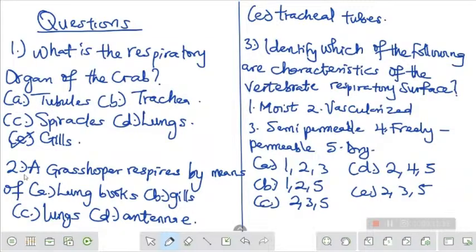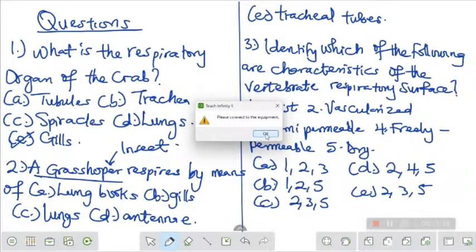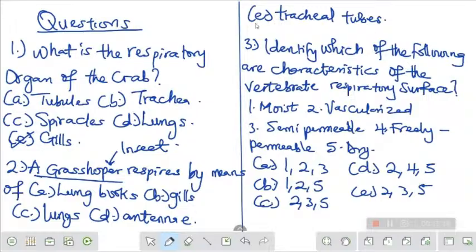Number two, a grasshopper respires by means of what? We all know that grasshopper is an insect. Please take note of these things. Insects use trachea, so trachea is correct. You cannot choose book lungs because book lungs are used by spiders; gills by fish and tadpoles; lungs by human beings and vertebrates. Antenna is on the insect; even the grasshopper has antenna, but antenna is used in sensing smell. That's why they call it antenna. So please don't confuse this.